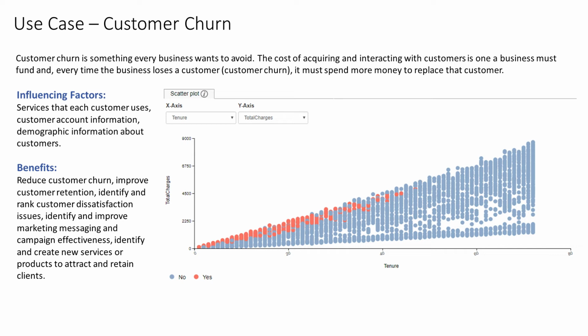Or you might look at customer account information, such as how long they have been a customer, the contract length and detail, payment method, paperless billing, monthly charges, and total charges. Customer churn analysis might also include demographic information about customers like gender, age range, and if they have partners and/or dependents. When considering customer churn analysis, one might use the binary logistic regression technique.